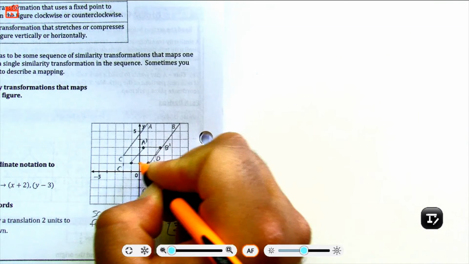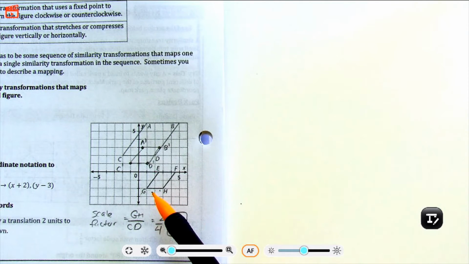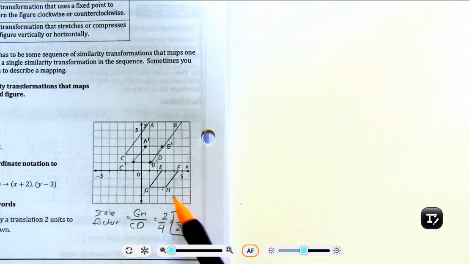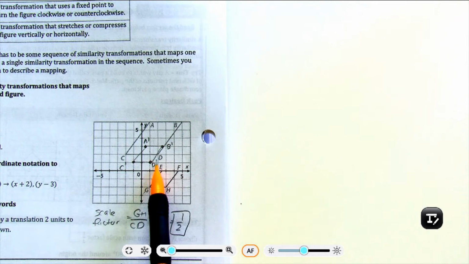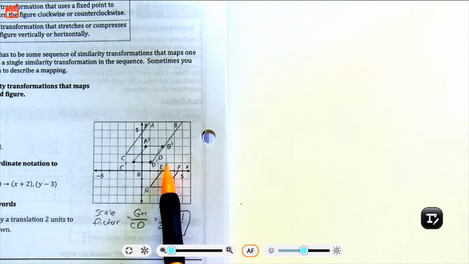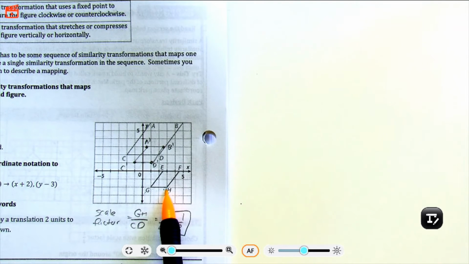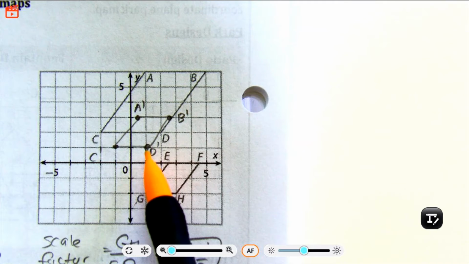Now that we're on the same size as this image, all we have to do now is count to see how much. Let's focus on a point. Let's focus on D prime to H. How do we get from D prime to H? Well, we move 1, 2 to the right, and then we move down 1, 2, 3. So let me zoom in so you can see that a little bit better. So here's D prime. We went 1, 2, and then down 1, 2, 3.